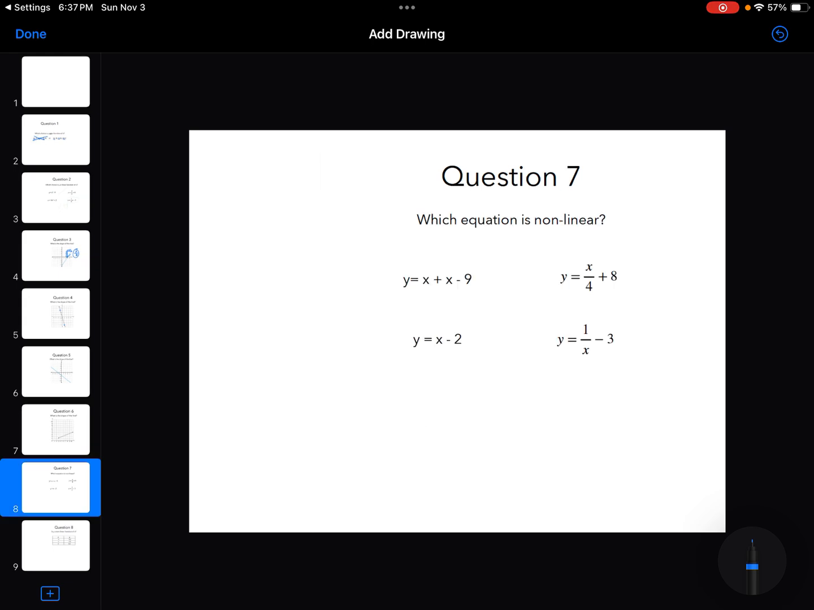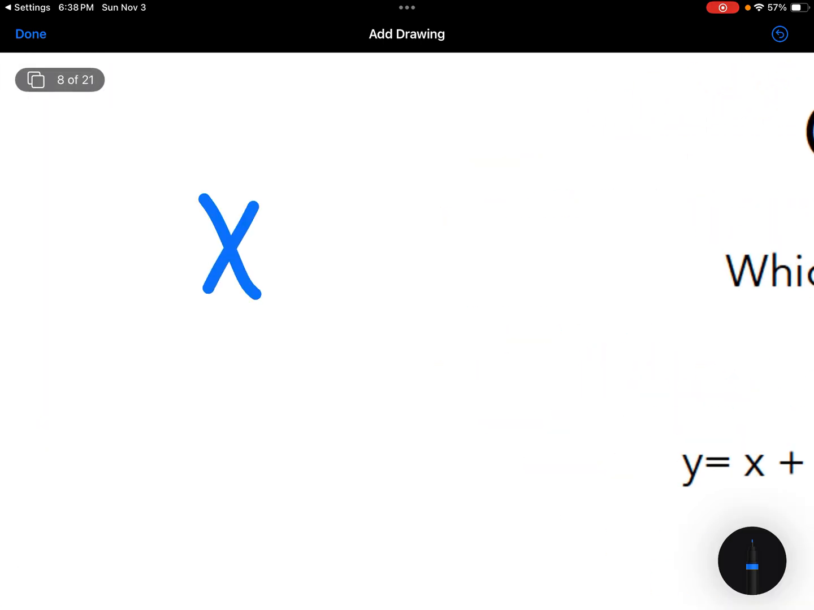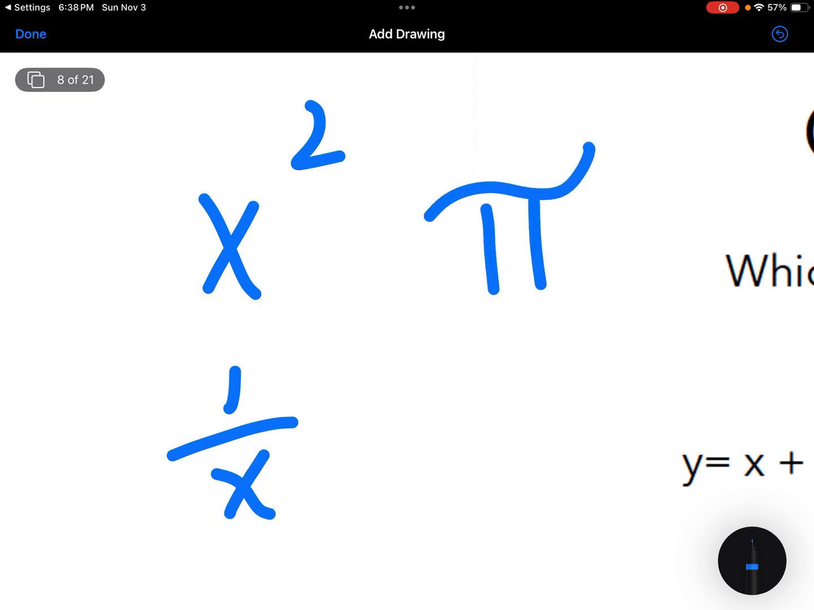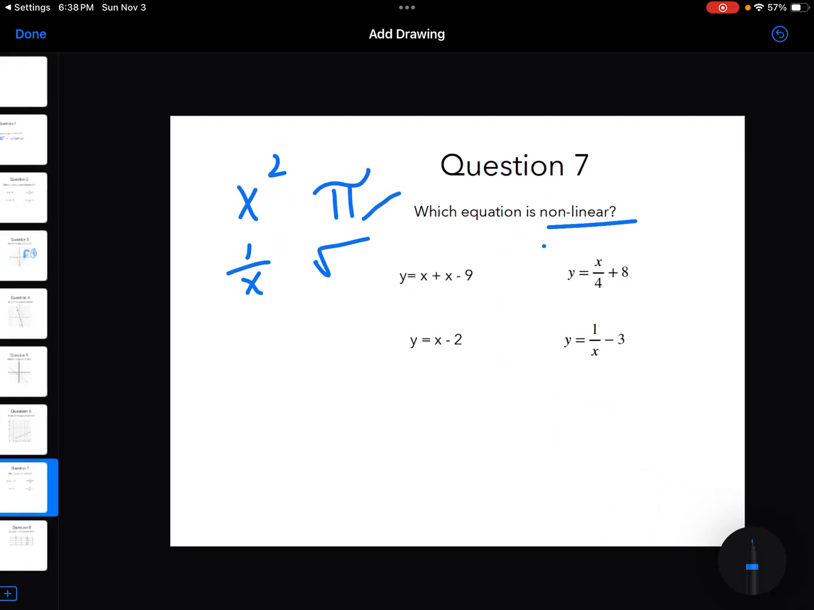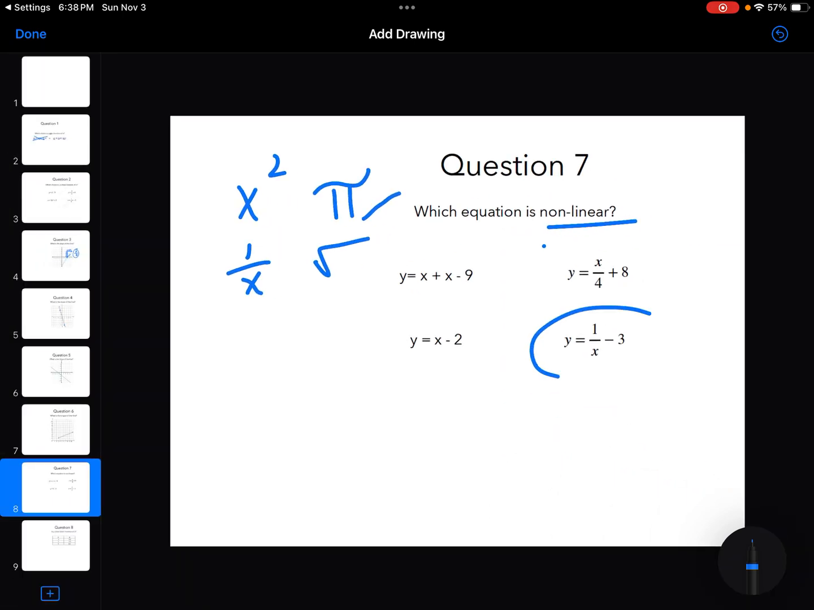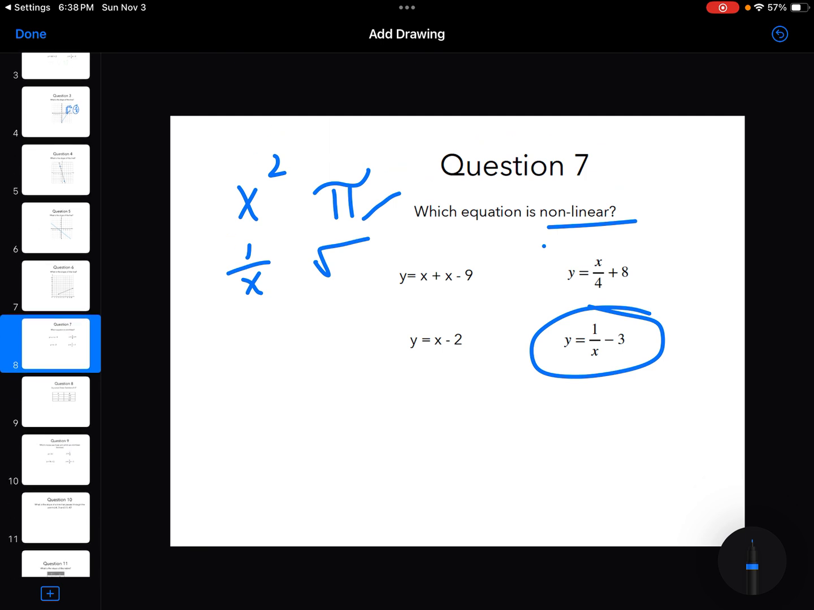All right, which equation is nonlinear? Remember, to be nonlinear, you have an exponent, you divide by x, or you have something like pi or a square root in there. This one divides by x, so that one's nonlinear.